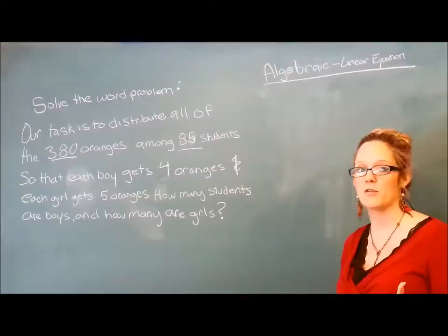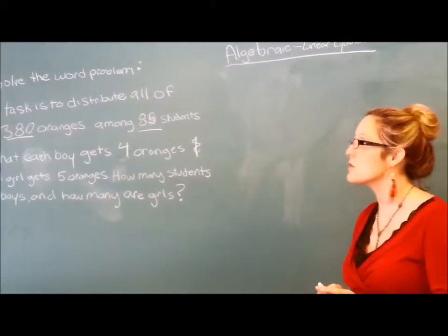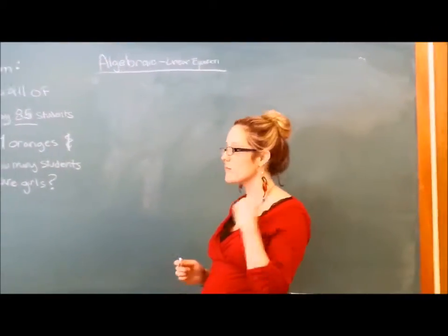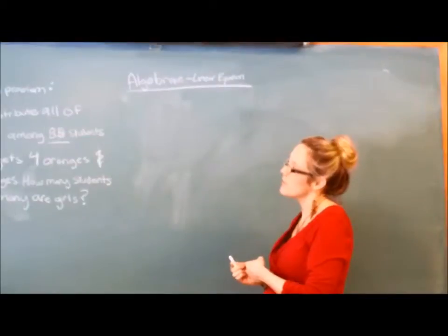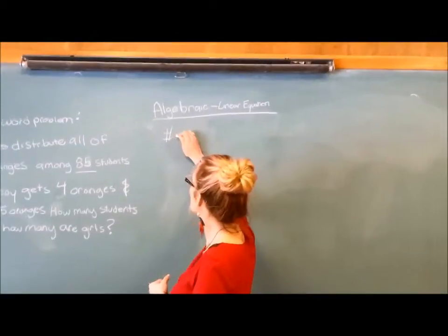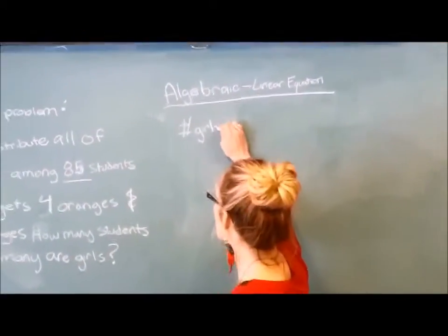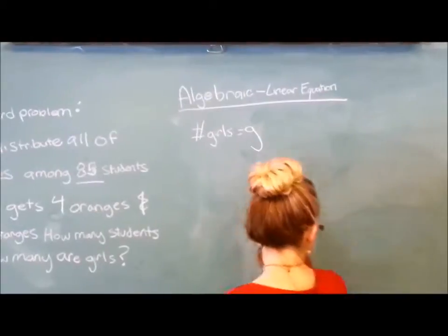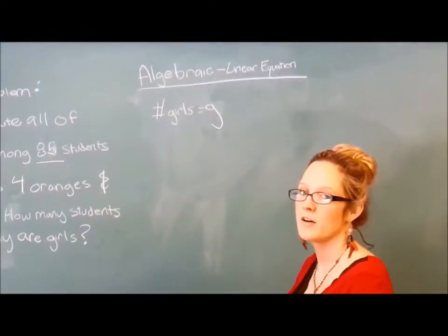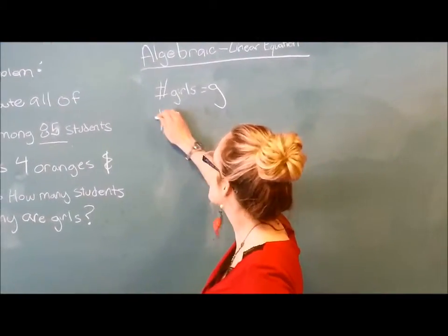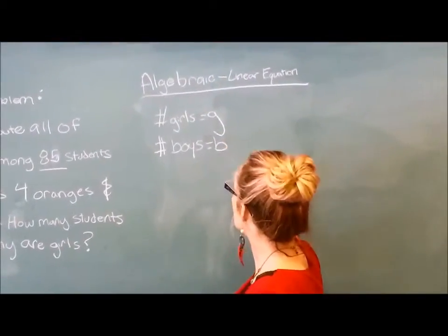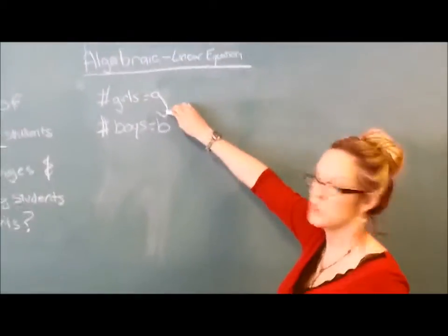Last time I showed you how to do it the arithmetic way. Let's solve it using an algebraic linear equation with 2 variables. First off, let's designate girls as G. So the number of girls equals G. And the number of boys, we'll make them B. Number of boys equals B. Now we have our 2 variables, G and B.